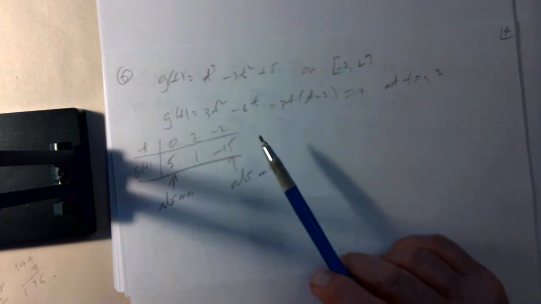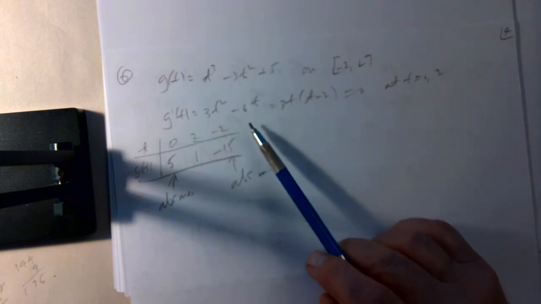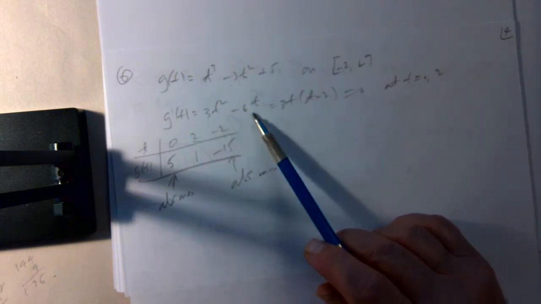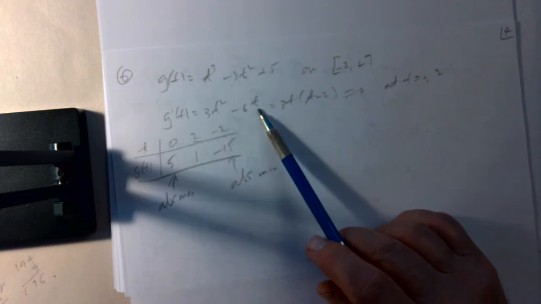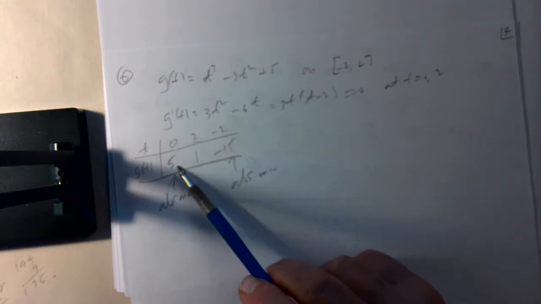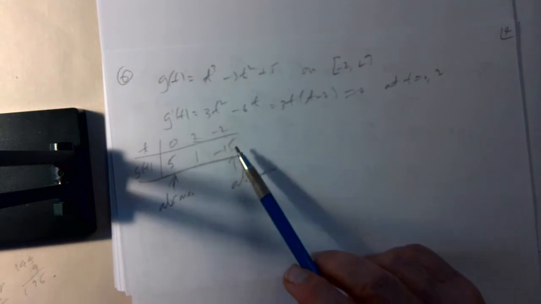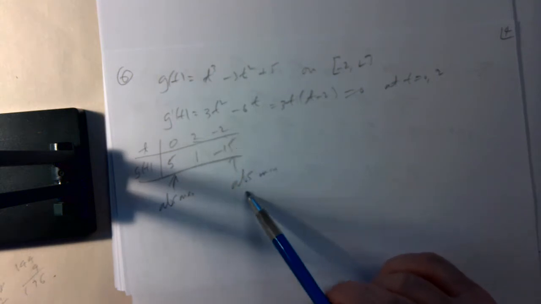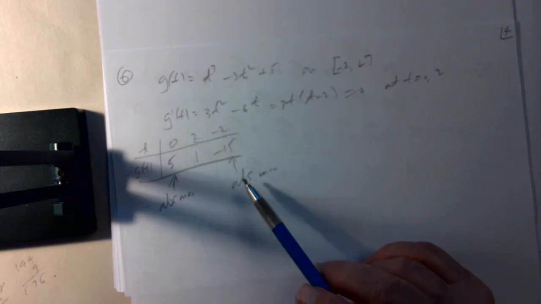You look at the endpoints and you look and see where the derivative is 0. The derivative is 0 at 0 and at 2. And you evaluate the function at those relative maxima and minima and the endpoints, and you see what's the largest and the smallest value.